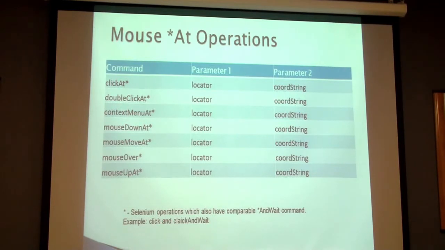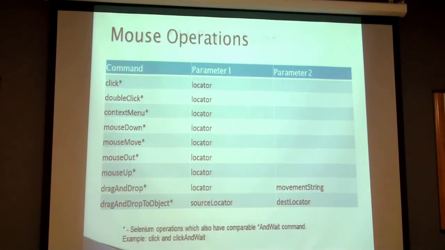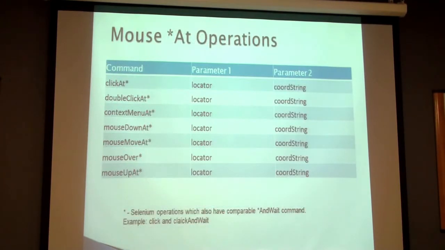Okay? All right. Click at. Notice how this guy and this guy are very similar. You guys see the similarities between the two pages? Yes. All right. It's everything you saw on the previous page, but at. What does at mean? It means pixels, coordinate strings. So instead of saying, I want to click at a text box, you are saying, I want to click at a text box 20 pixels down and 20 pixels across.